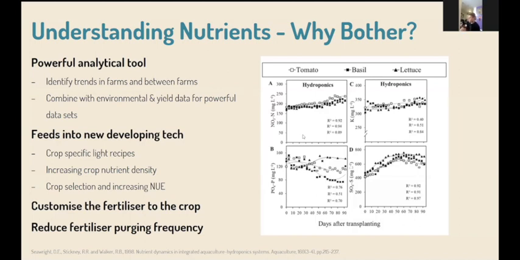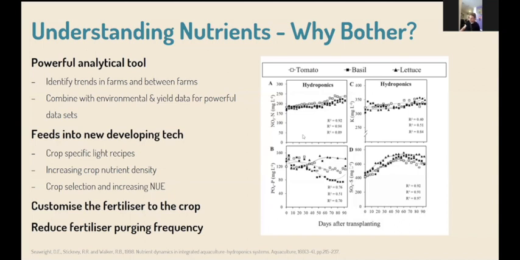So all your nutrients are used at similar levels. They're not becoming out of balance. And then you've got multiple different crops that could potentially combine into one product. So say salad bowl, something like that. It's quite cool. If you know what your patterns and the nutrient dynamics are, you can start customizing your fertilizer to the crop to increase its efficiency.